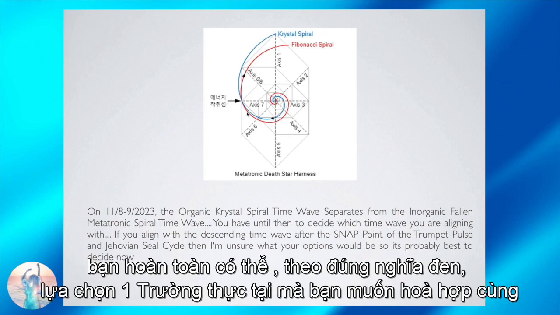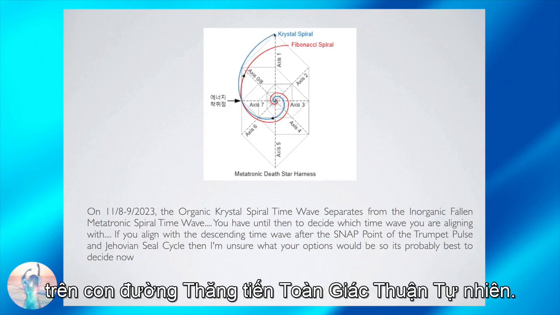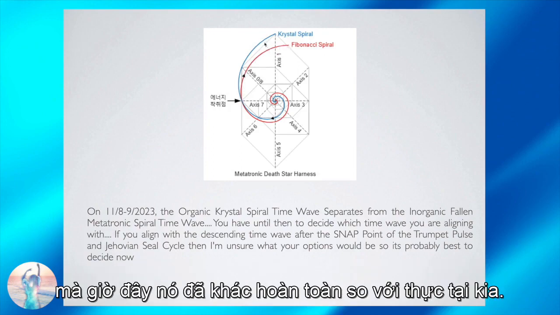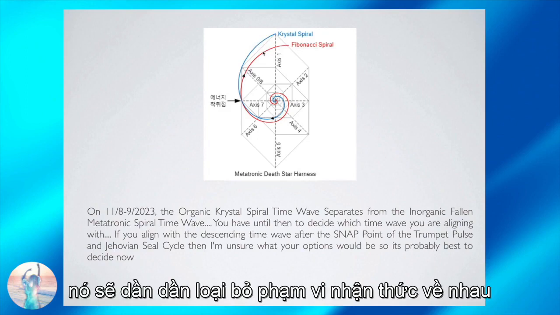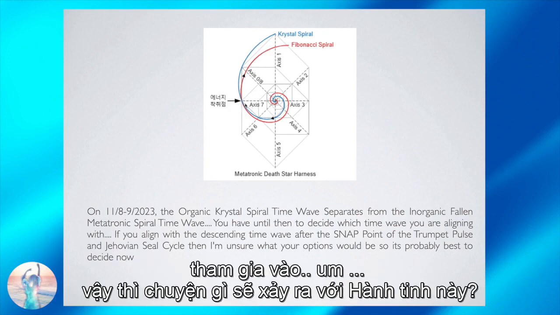So you can literally choose which of these reality fields you want to align with and follow. At this point here, you can either go with the crystal spiral and follow the natural Christic ascension path, or if you get locked onto the Fibonacci spiral, you will experience a different reality. Now, the further these get away from each other, it's my belief that each reality will eventually start phasing out of each other's perceptual range. So it's important to choose which of these reality fields you align with now.